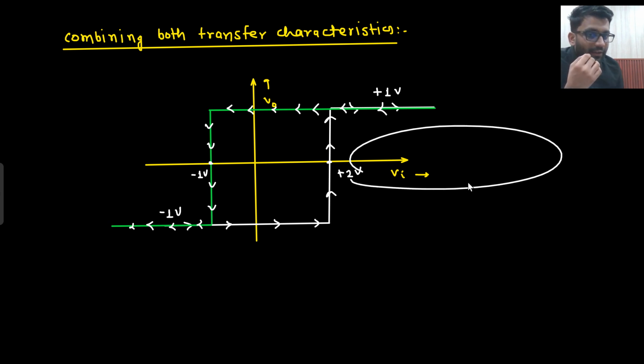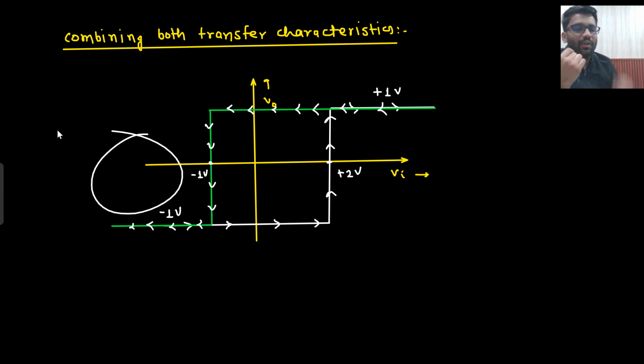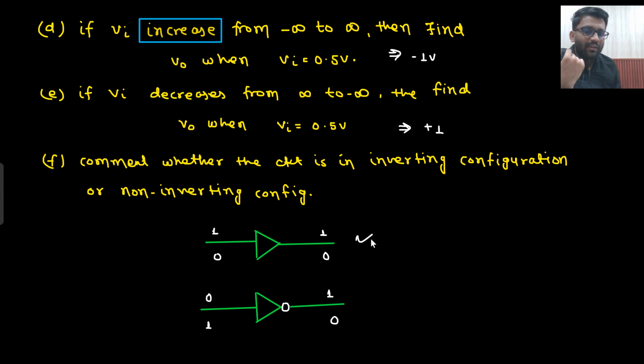That means for a higher value of input, it is getting a high output. For a lower value of input, it is getting a lower output. So what kind of configuration is that? Non-inverting, right? Sir, how will we make an inverting configuration?